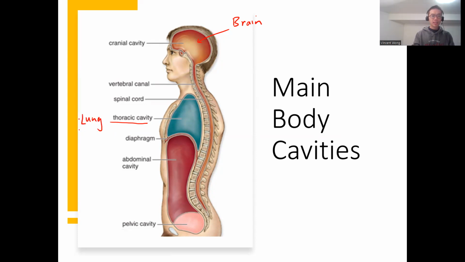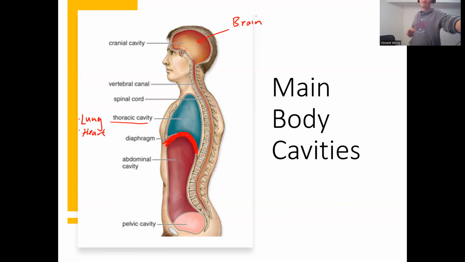Anything else in the thoracic cavity besides the lungs? Diaphragm? The heart. Someone said the heart. Sorry, which one is it? The diaphragm? Yeah, is that what you mean? Okay, so the diaphragm is right here. It is not in the thoracic cavity, but it's a barrier that separates the thoracic cavity from the abdominal cavity.